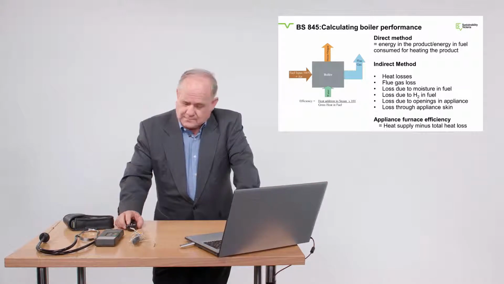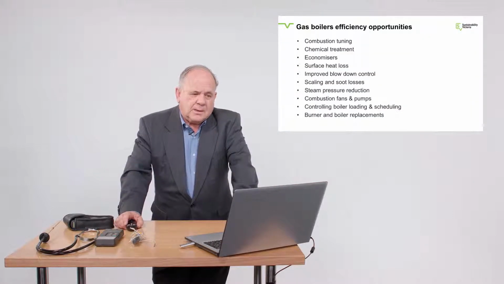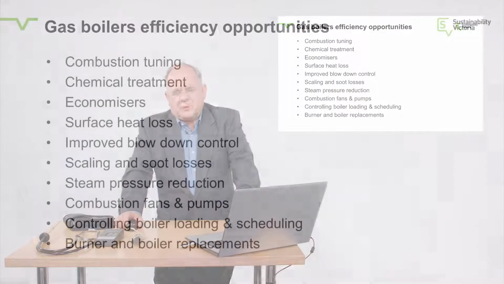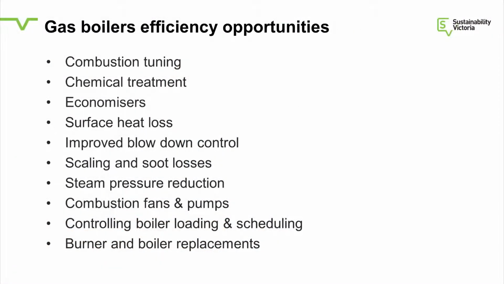So what are the opportunities to improve the efficiency of the boiler? Well, the first one is combustion tuning, and we'll go into that a little bit later. But basically what happens in combustion is that you use air and fuel to create heat.